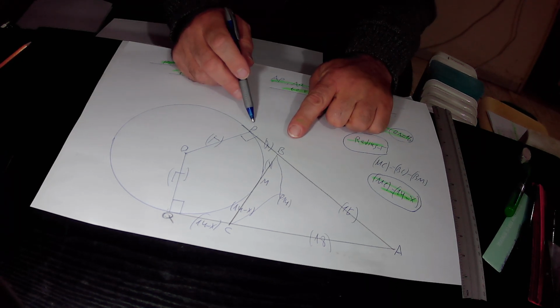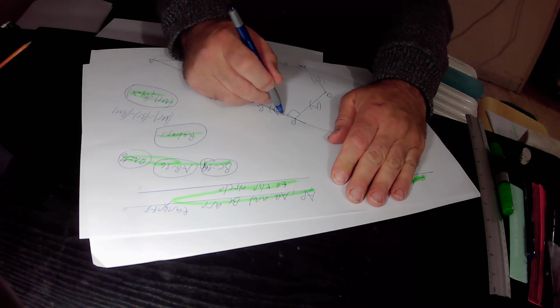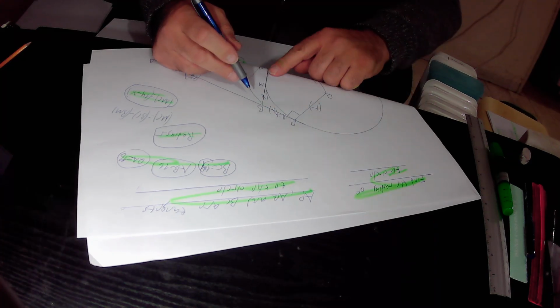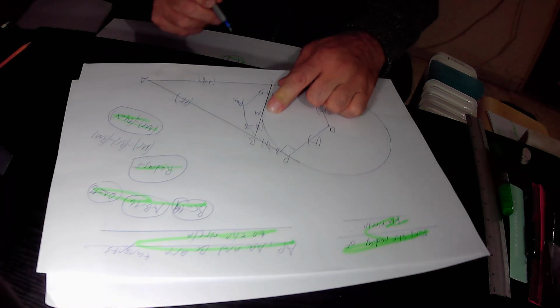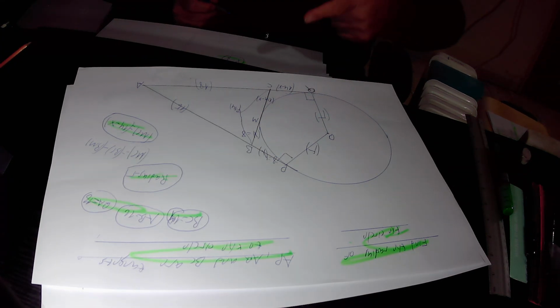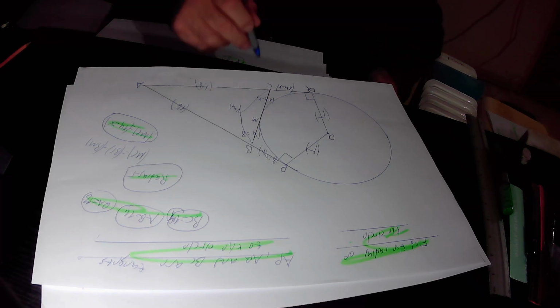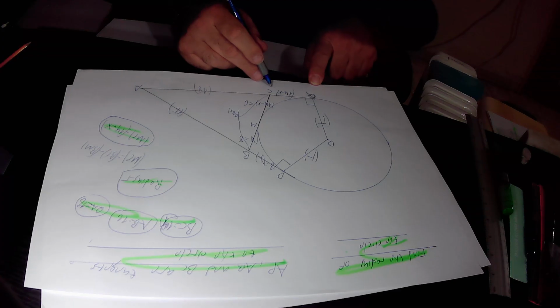Now PB equals X and X equals 8, so write it down. Likewise, BM also equals X and X equals 8. Here, MC equals 14 minus 8, that is 6. Here QC equals 14 minus 6, that is 6.